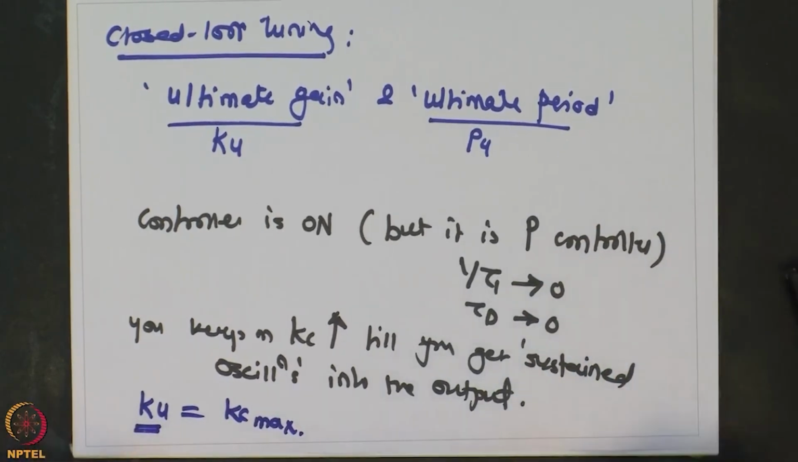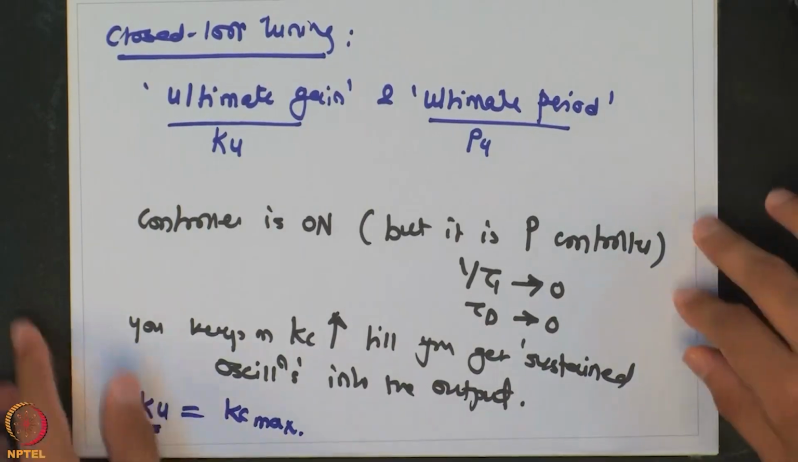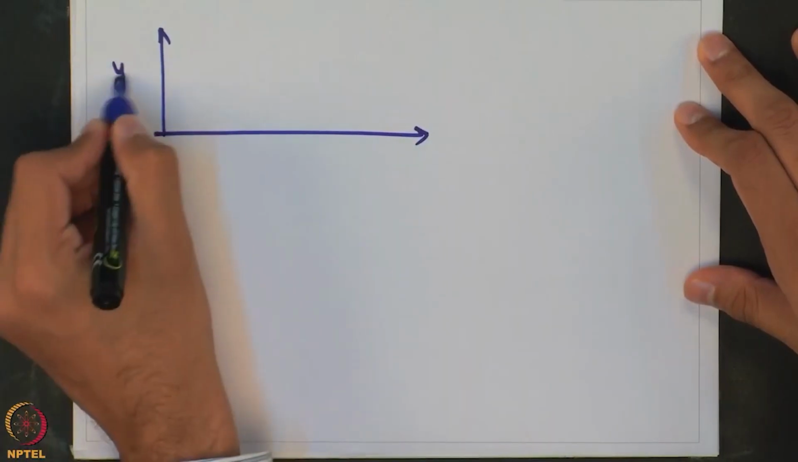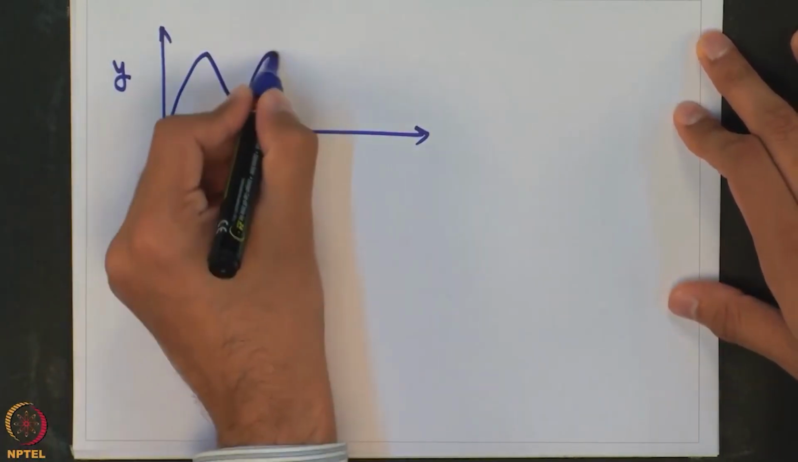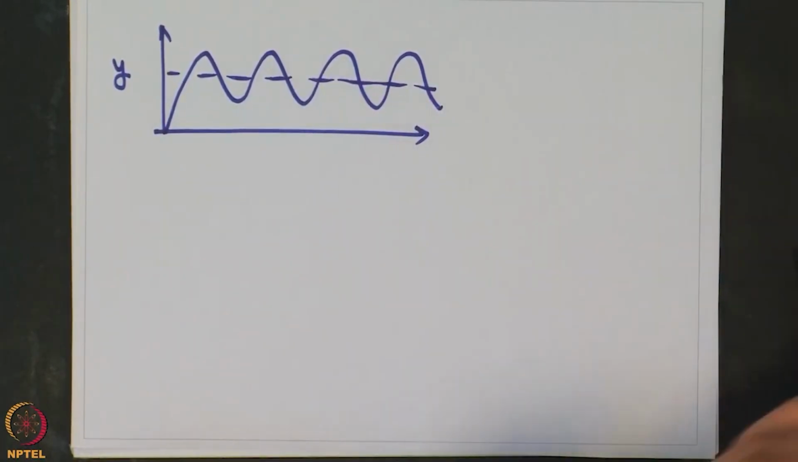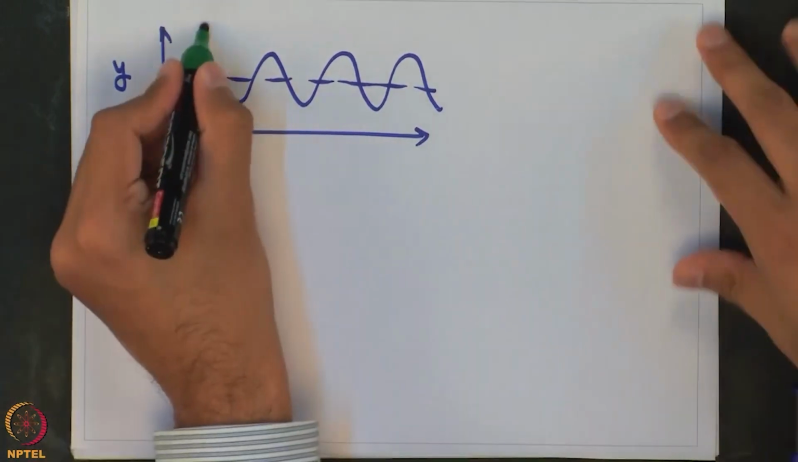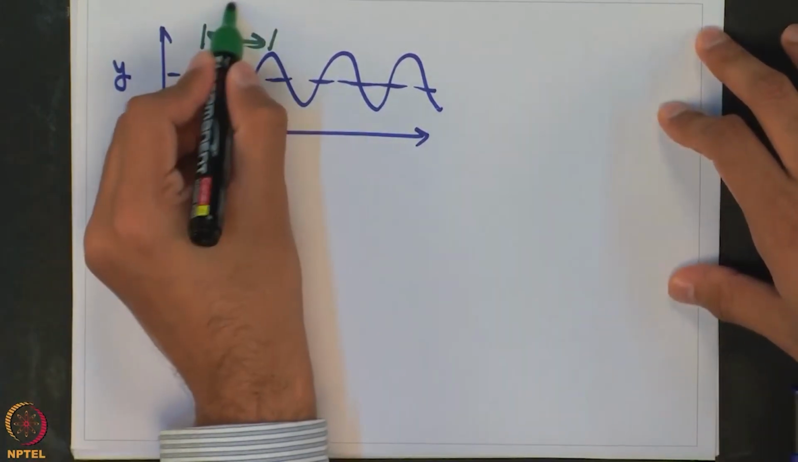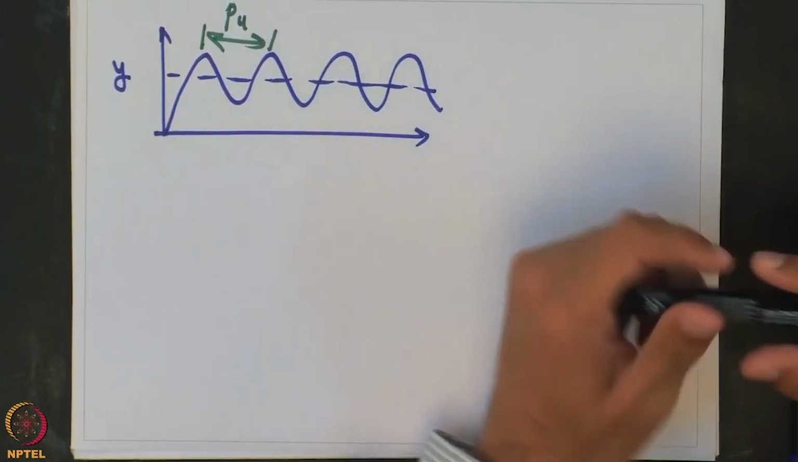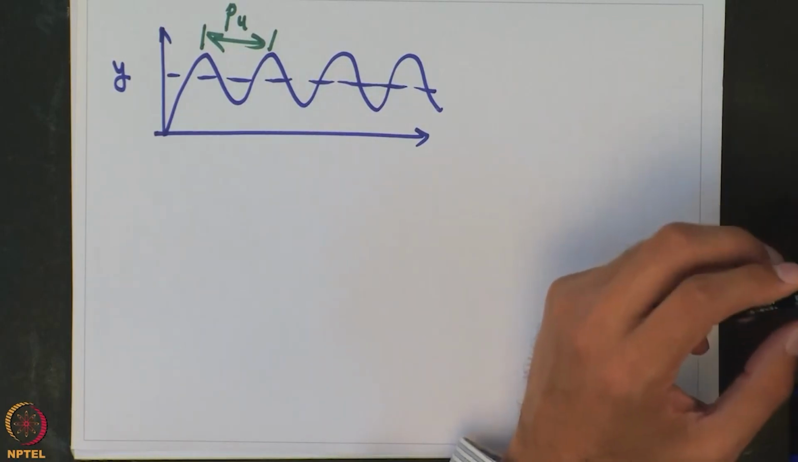So this will be represented as the ultimate gain, and if at that ultimate gain the output has sustained oscillations, the corresponding time period is known as the ultimate period. That is how one can obtain the ultimate gain and ultimate period from a closed loop tuning experiment, and this can be done in a real plant.